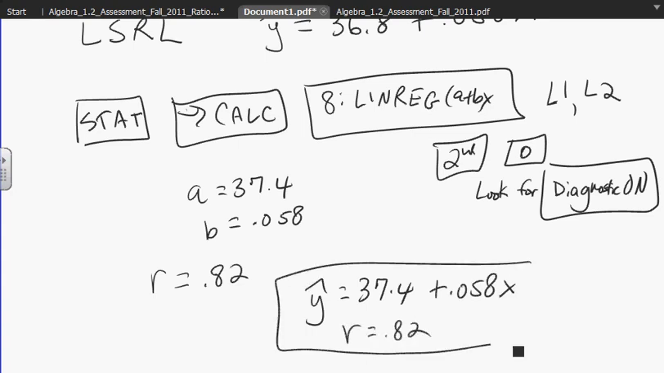I look for that in my calculator if I didn't calculate the whole thing by hand. Otherwise, you do the calculation by hand that I showed you. Diagnostic on all it does is turn on the report of R. That's all its purpose is.